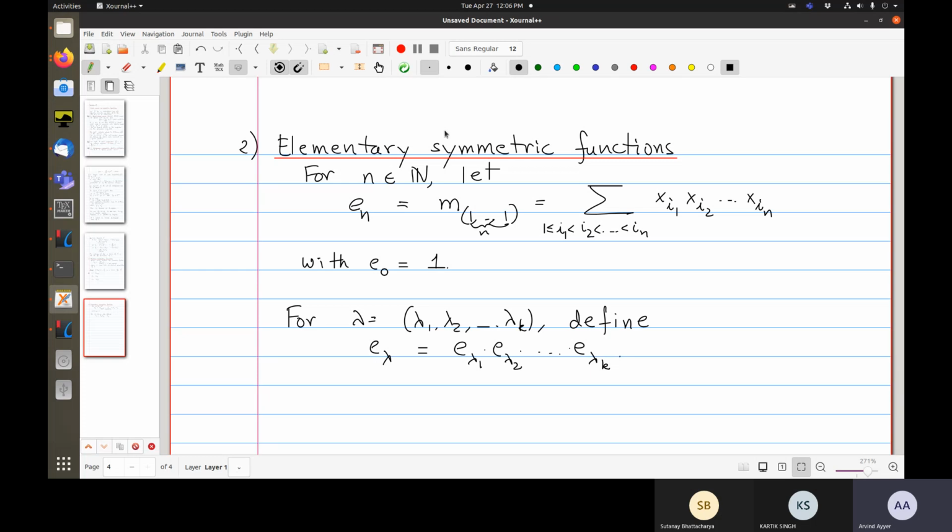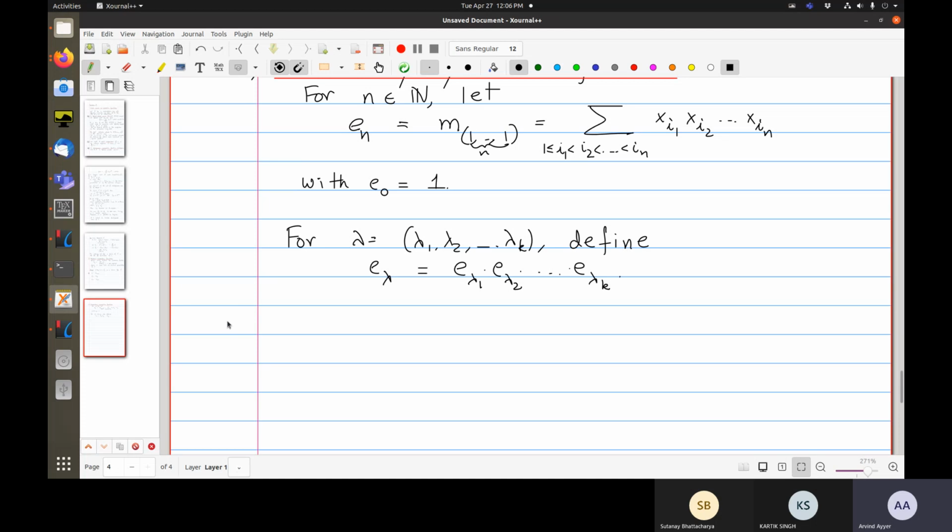So for example, let's look at n equals 2. So we are looking at degree 2 in 3 variables. So 3 variables, let's say.